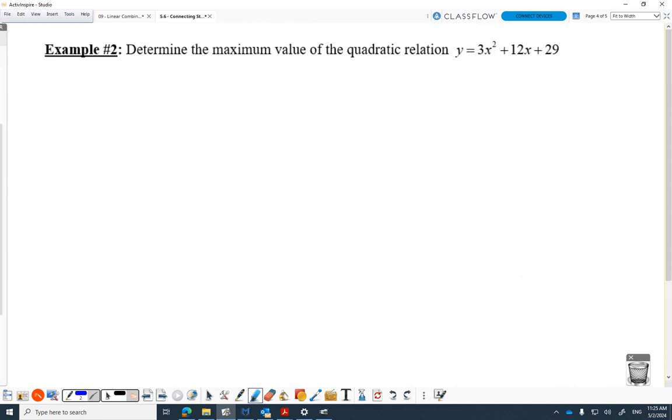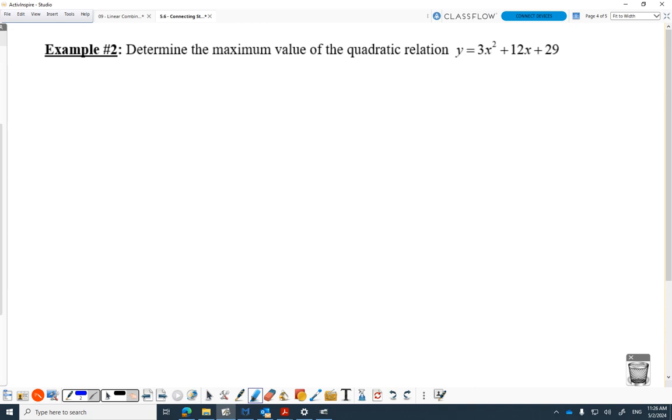Determine the maximum value for this quadratic relation. Extra bonus sticker if you find the mistake in this question. Where's my bonus stickers? I had some big ones. Oh, you can have the X-wing. Look at how big that sticker is. If you find the mistake in this question as I'm working, you can have your arm jolt out of your shoulder as you find out what the problem is here. There's a little problem in this little misprint. Anyways, here we go.